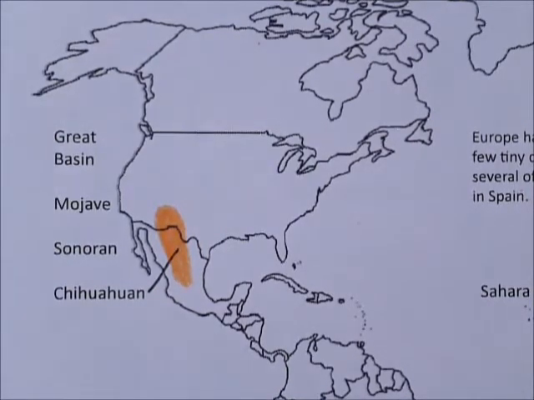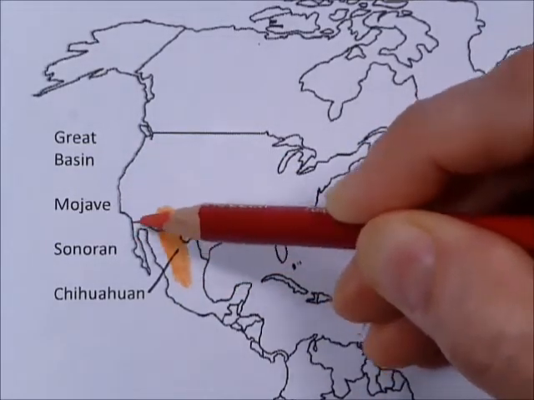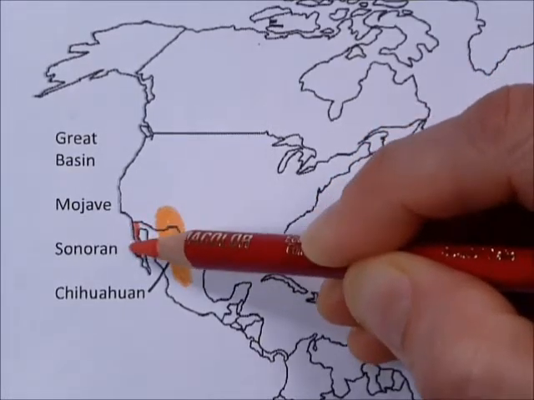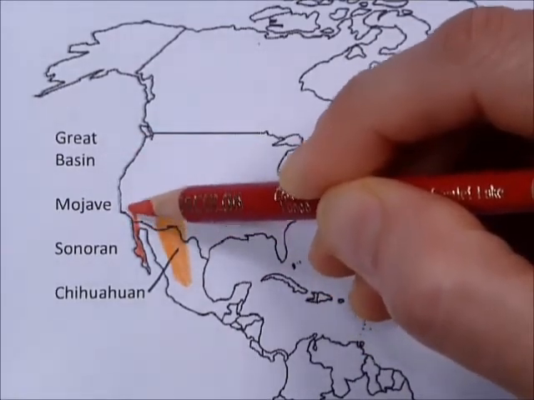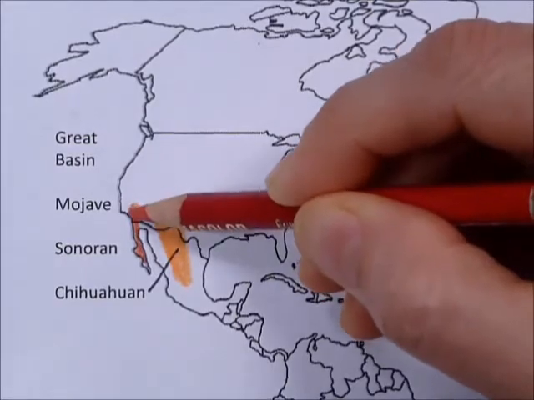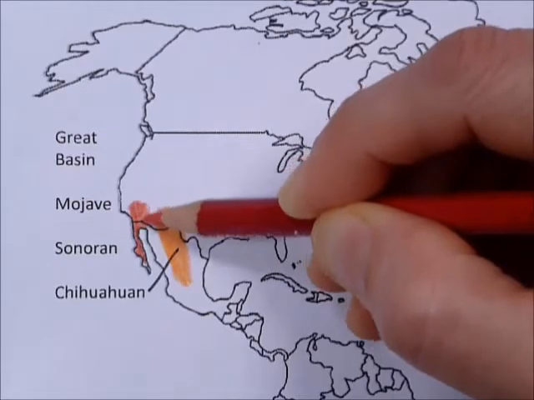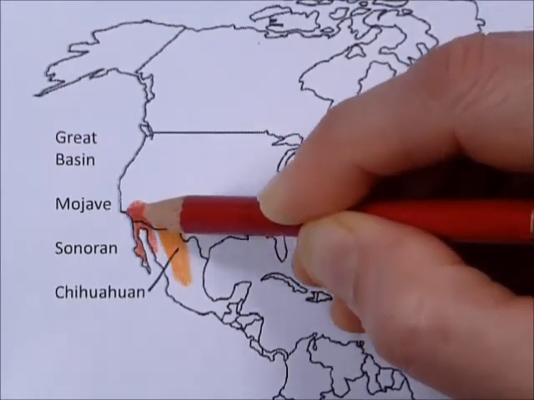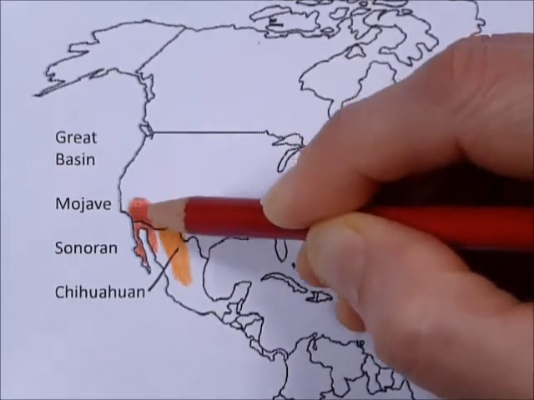And then the Sonoran is right here next to the Chihuahuan. It's a lot of this peninsula here, Baja California it's called, like that. Goes up into California. Now I know the states aren't all labeled here, but this is where California would be. Over into Arizona, down to Mexico a little bit, kind of like that.